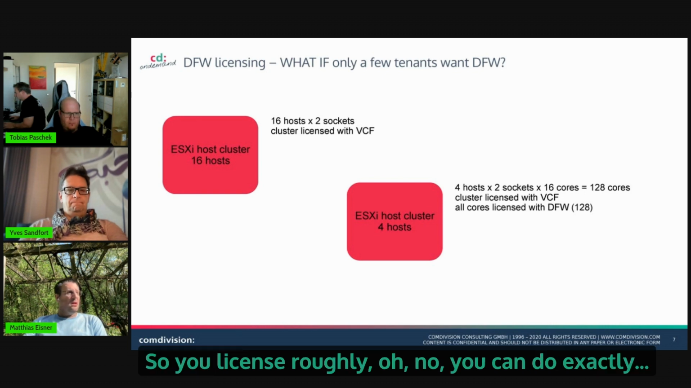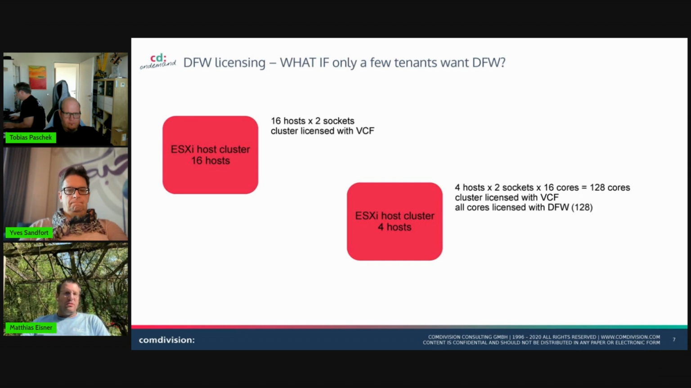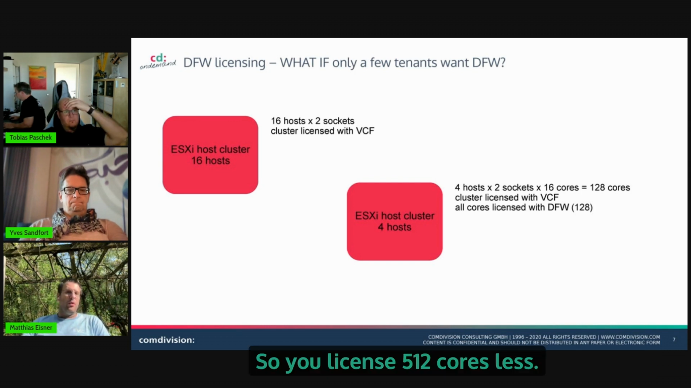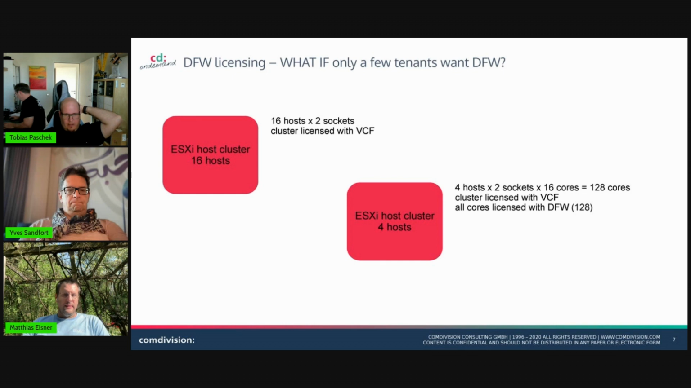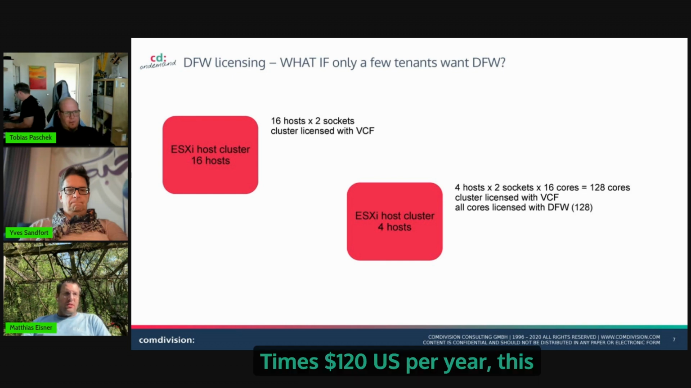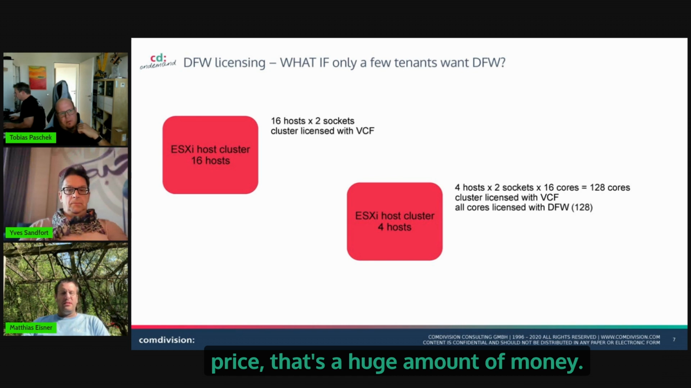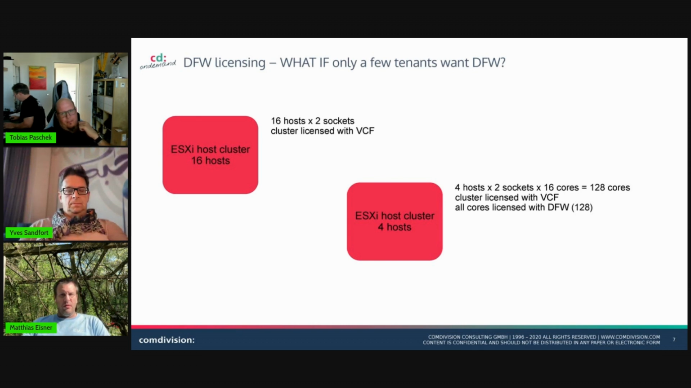So you license exactly 512 cores less, times $120 per year. That's a huge amount of money you can save.